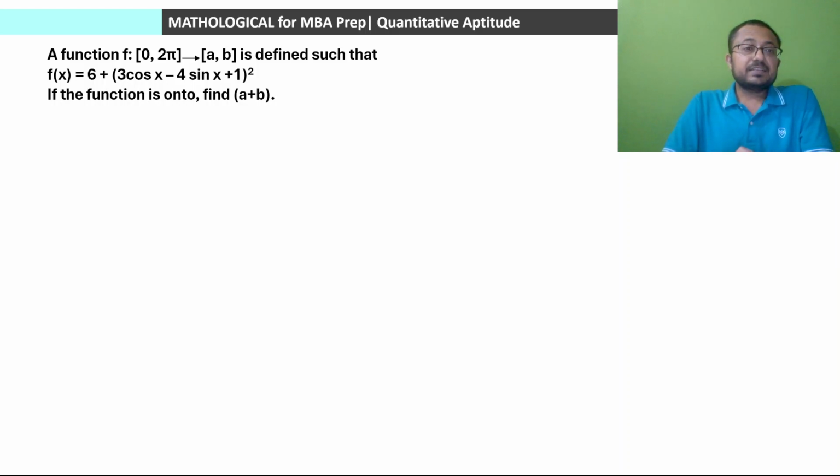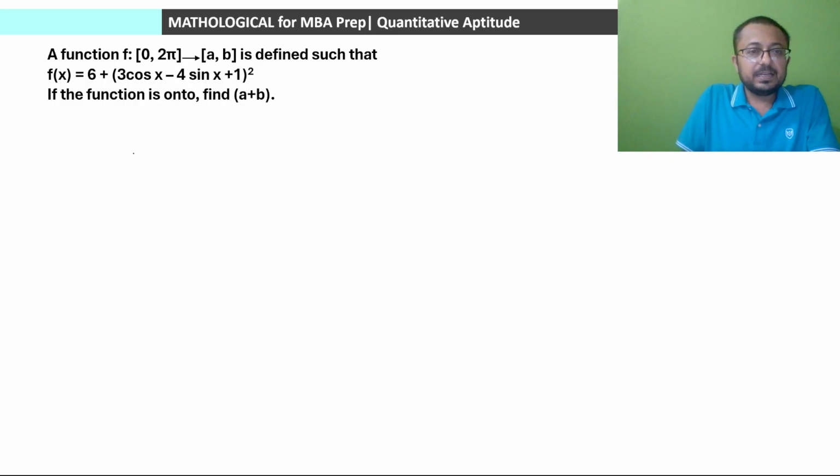So the question is, there is a function f that is defined from the set that contains elements from 0 to 2 pi, including 0 and 2 pi, to set with endpoints a and b both included, and that function is defined such that fx is equal to 6 plus 3 cos x minus 4 sin x plus 1 whole squared. So if the function is an onto function, then we have to find the value of a plus b. Pause the video and try to solve it.